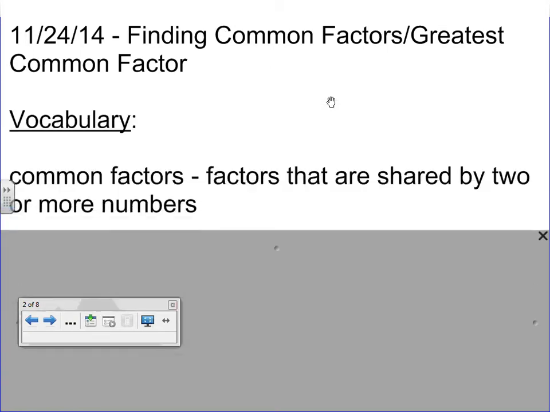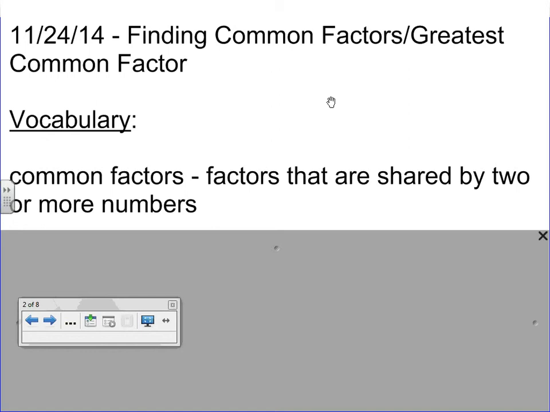The first vocabulary term would be common factors. So these are factors that are shared by two or more numbers. You remember in the last lesson we talked about a factor is a number that you multiply times another factor to get a certain number. So if I'm looking for factors of 10, 2 and 5 are factors of 10 because I multiply them together to get 10. In common factors, we're looking for if there's two or more numbers that share certain factors.